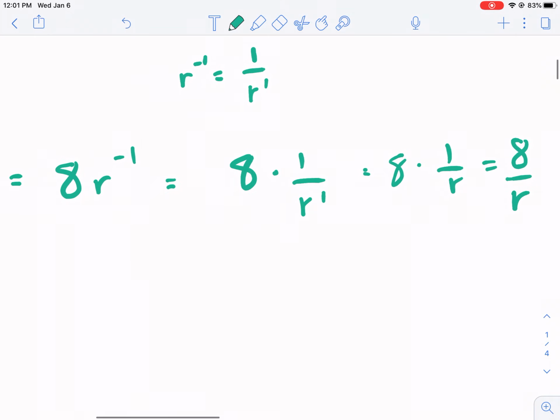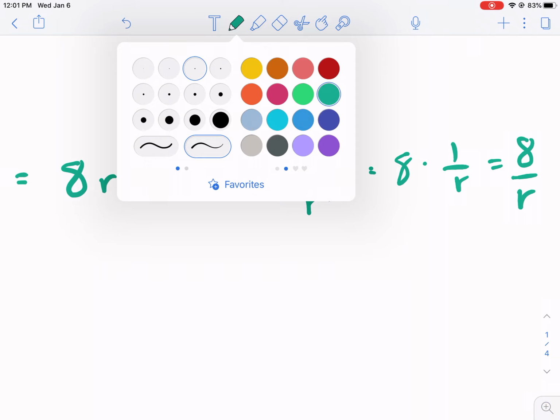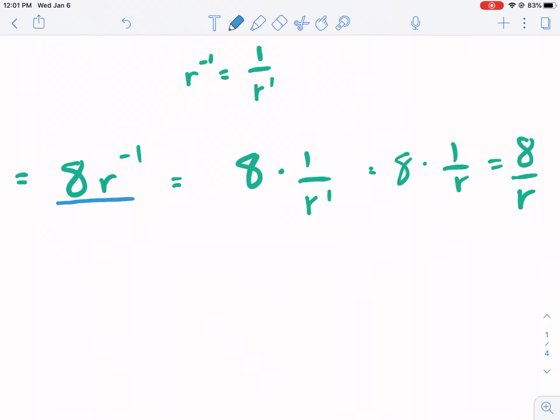Now, the way I like to do it is I think, okay, I have a negative exponent, so I'm going to immediately put a line here. And then I take the negative exponent, which is this guy, and I move that whole term down to the bottom, like that. And then it becomes 8 over r. And that's our final answer.